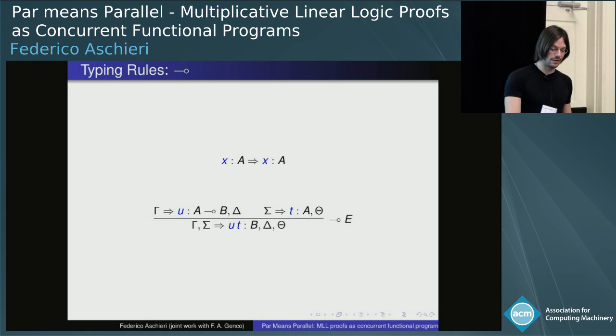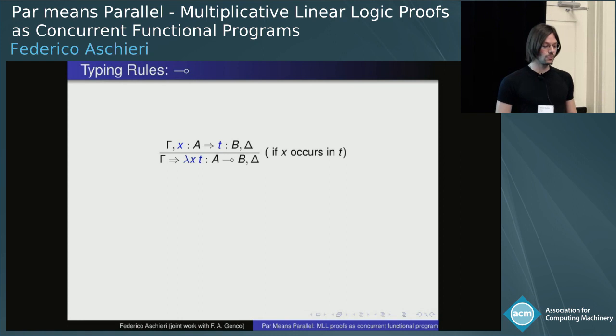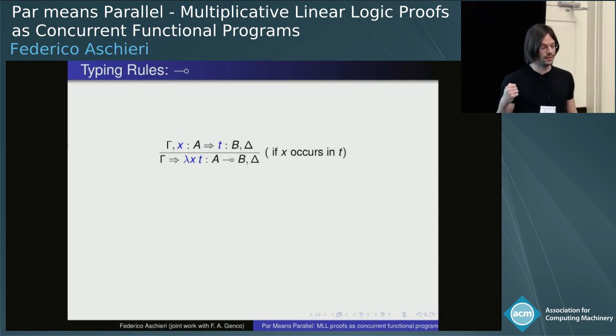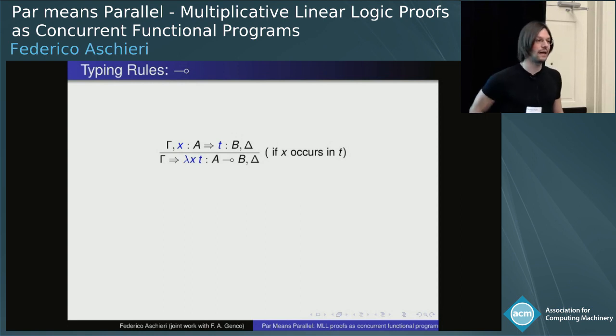The real novelty, the main novelty, is the rules for function definition, so from the logical point of view, implication introduction. So there are two rules. The first one is the one for building a function. If you have that T is a program of type B, and you can see the side condition, which is that x occurs in T, then it means that T is a function of x because it contains x. And therefore, it makes sense that you conclude, if x is a variable of type A, that lambda x t is a function from A to B. So this is the expected rule. But what if the variable x does not occur in T?